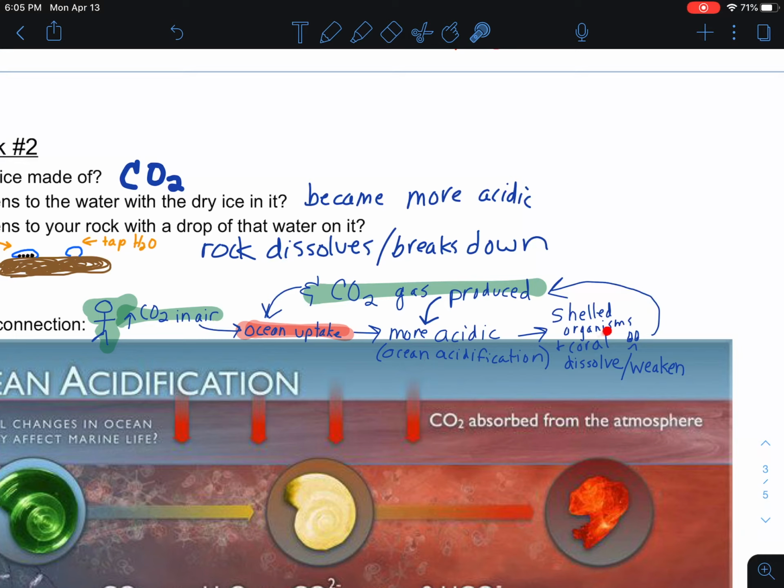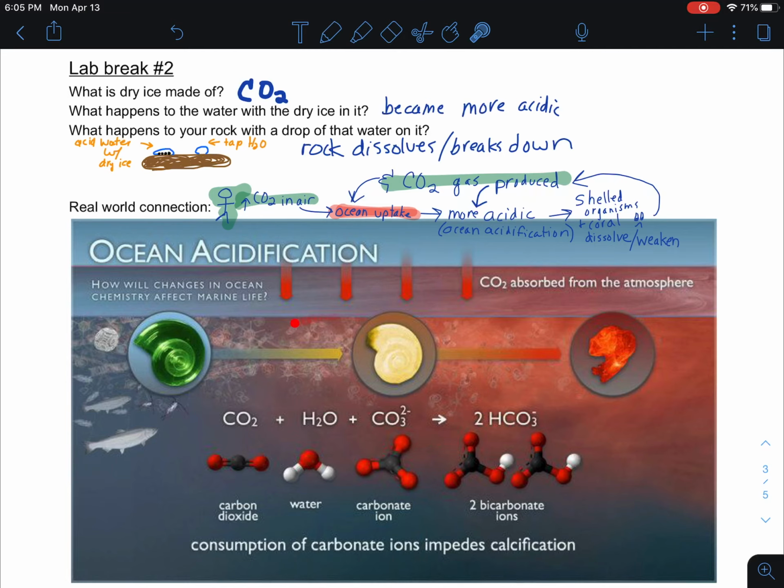As that happens, the shelled organisms dissolve. They dissolve and the organisms producing the shells weaken. Here is a chemical reaction explaining how they weaken. Now, I'll be honest with you, Mr. Nowicki could actually explain this to you. I can't. But I want you to know that through carbon dioxide reactions with the bicarbonate ion in the water, it produces two bicarbonate ions, which somehow means that the ions impede calcification, meaning the ions that are produced stop the calcification from being able to happen.